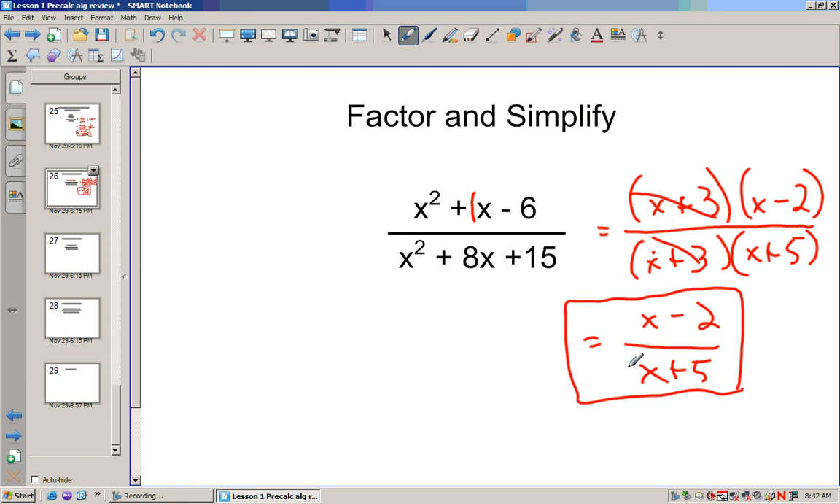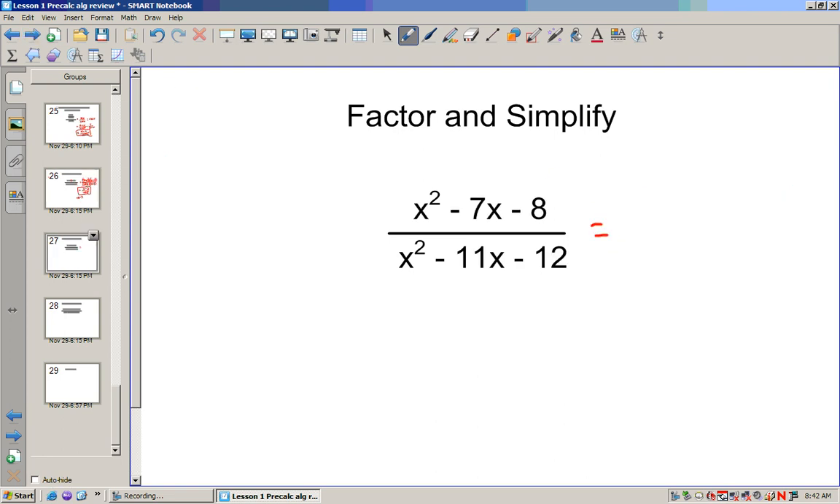Now, we have to be a little careful with this, because this only is true if x is not equal to -3. Because if x is equal to -3, that makes this part of the graph undefined. We'll learn a lot more about that second semester when we study rational functions. But right now we can say this pretty much simplifies, except for the case of x equals -3.